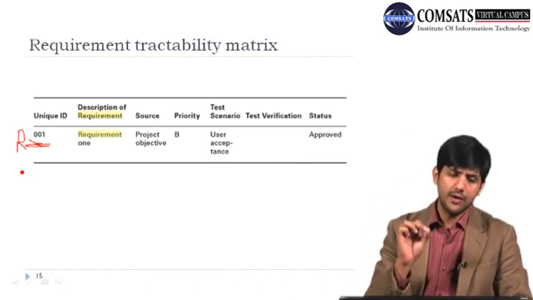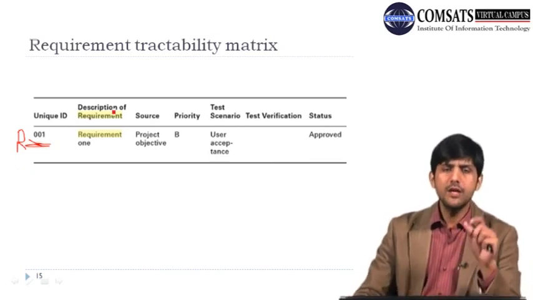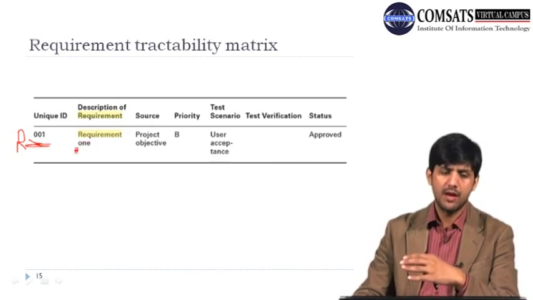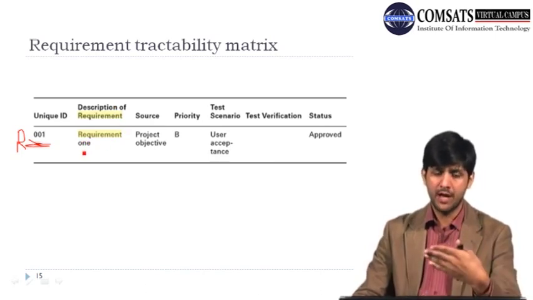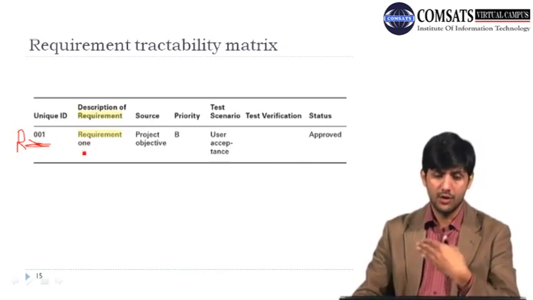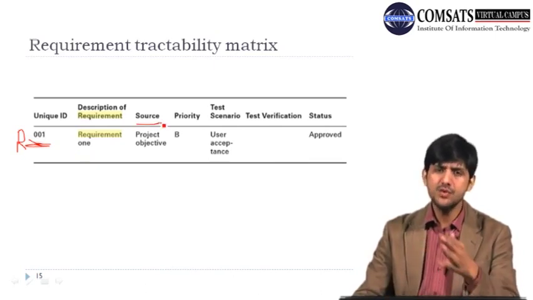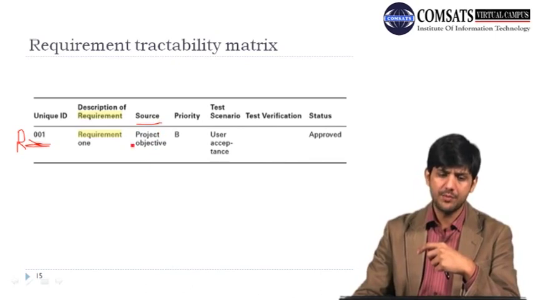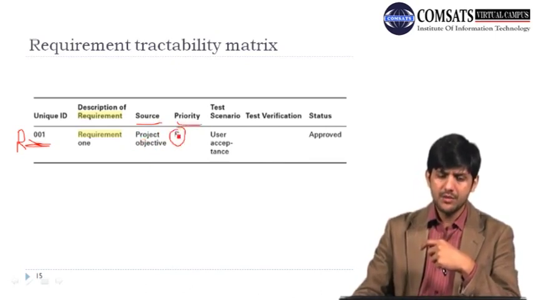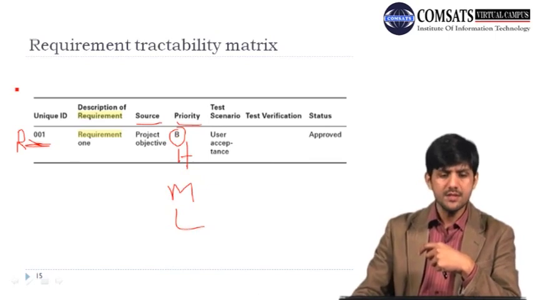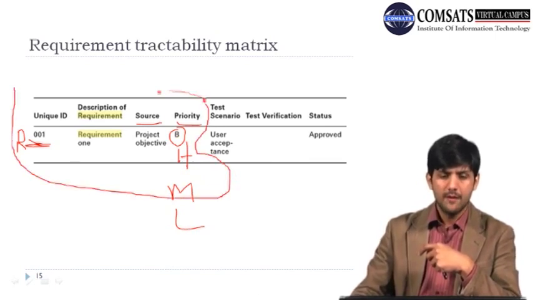You need to have a unique identifier of requirements, and then you have a small description of the requirement, which here says requirement 1, or you can have, for example, get best location, or login. And then you can also have the source. So what is the source of this requirement? Here it says project objective. In terms of priority, it's written B here, but you can say that the priority is high, or medium, or low. So this is just giving us information about the requirement.